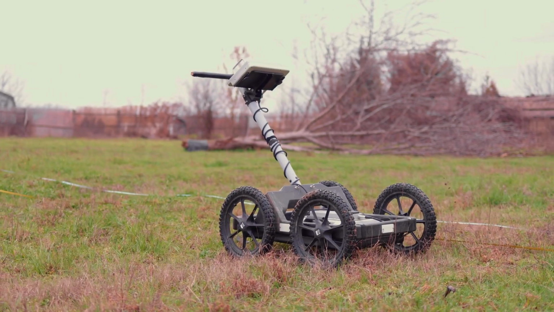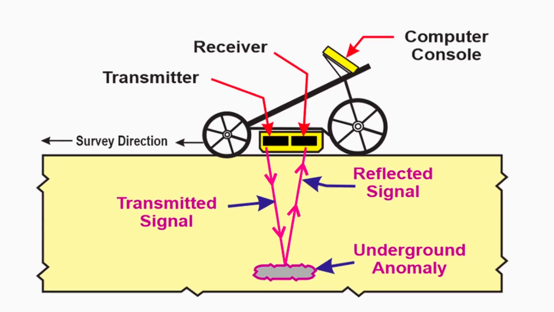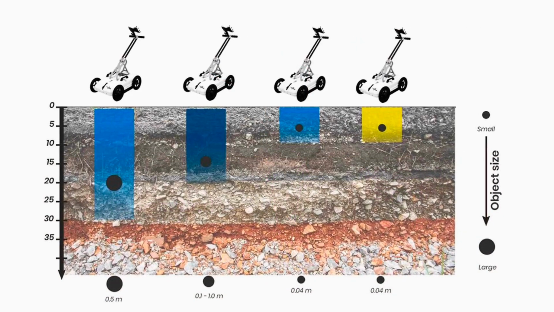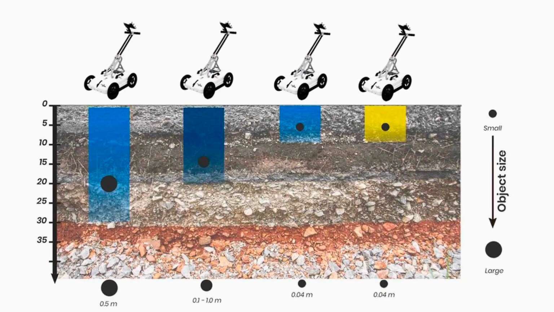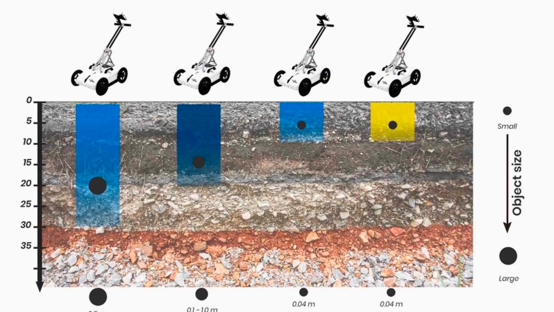Ground-penetrating radar works by transmitting high-frequency electromagnetic waves into the ground. When these waves encounter different materials, such as soil layers, rocks, utilities, or buried structures, they reflect back to the surface, where they are recorded and analyzed.